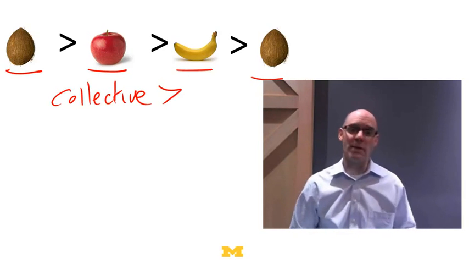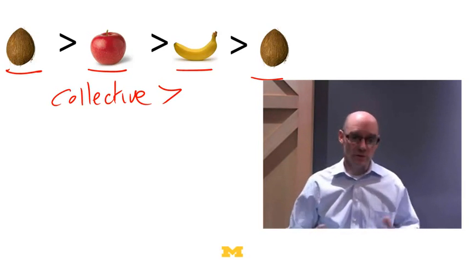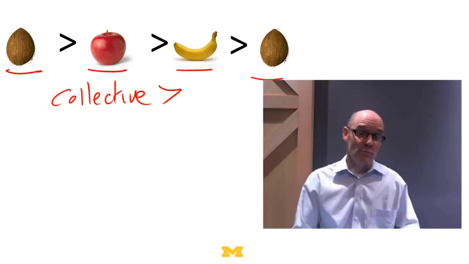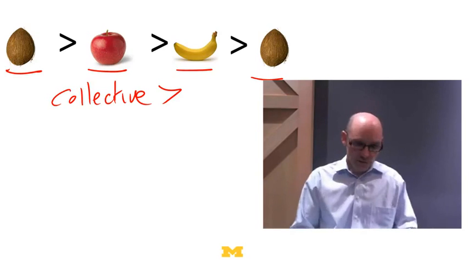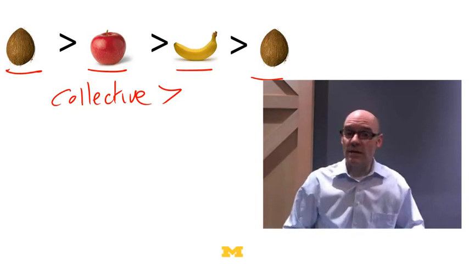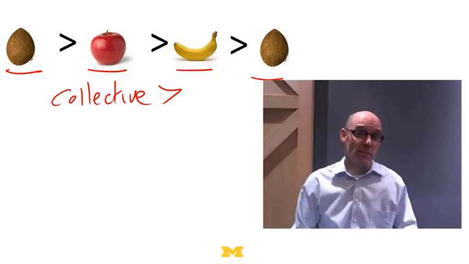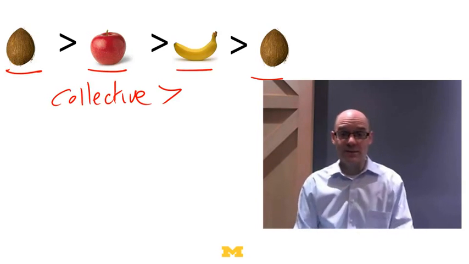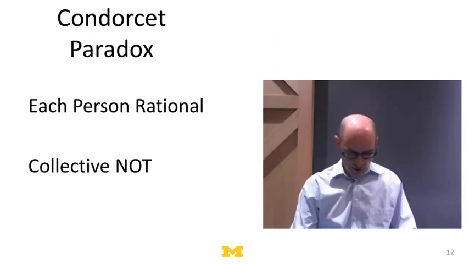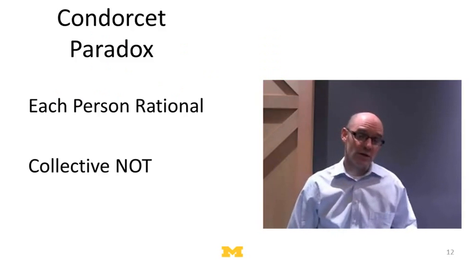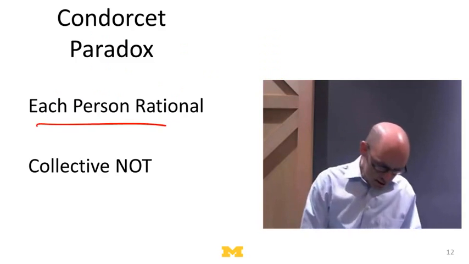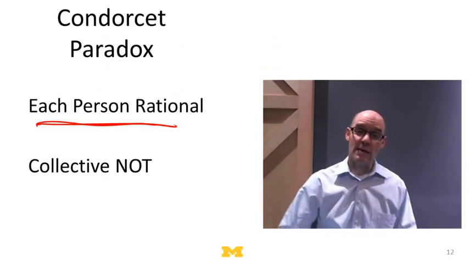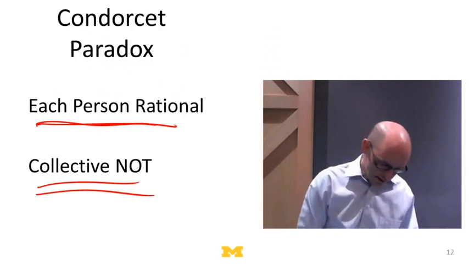Before, when we talked about aggregation, we saw that simple rules could create complex phenomena. Here what we're saying is that aggregation of preferences, aggregation of some structure, can give us something that doesn't have one of the properties of the parts. Each part was rational, but the collective isn't rational. So this is formally called Condorcet's paradox. Each person has rational preferences, but when we vote, the collective is not rational.